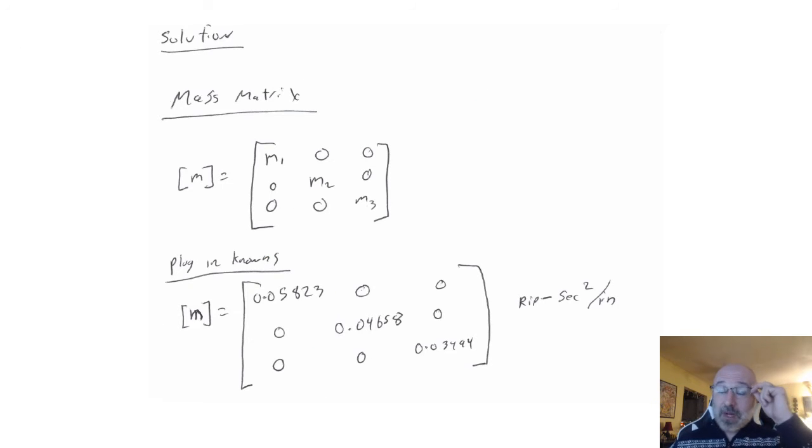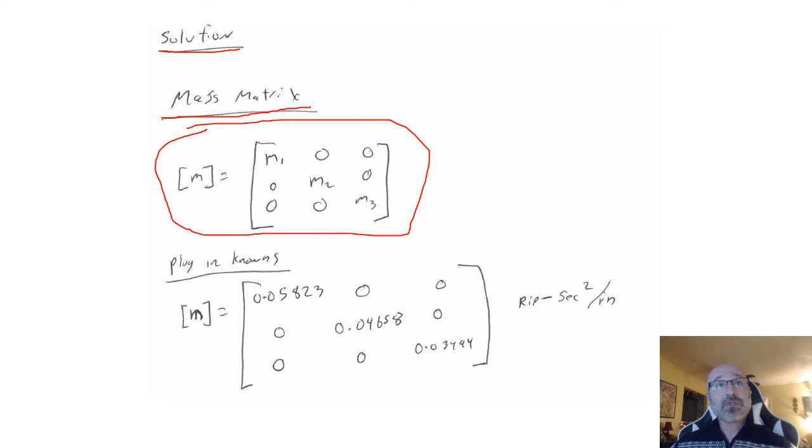Now that we have that information, we can reference back to those pages. The first step at the beginning of our solution is to talk about our mass matrix. M is equal to this matrix, where we have M1, M2, and M3 going down the diagonal. We can plug in our known values: M1 is 0.05823, M2 is 0.3658, and M3 is 0.03494.